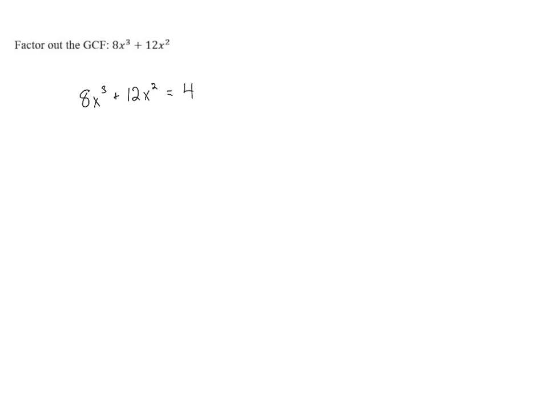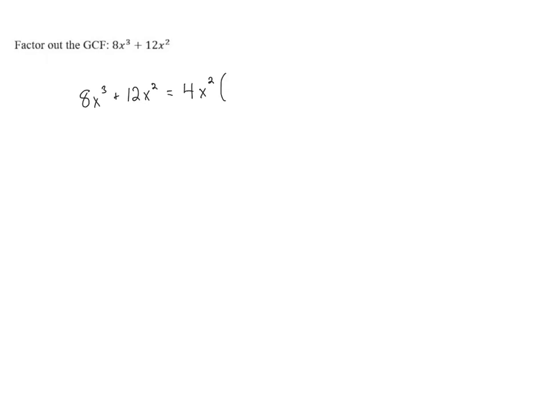However, we also have to look at the variable factors. If we look at x cubed and x squared, well, they both have an x in common, but if you look, they both contain an x squared. X cubed is divisible by x squared, and x squared is also divisible by x squared. So we end up with x squared as well. So the GCF of 8x cubed plus 12x squared is going to be 4x squared.